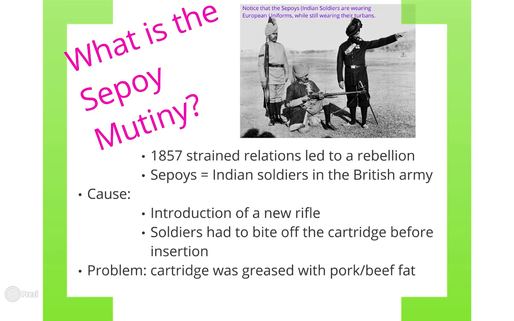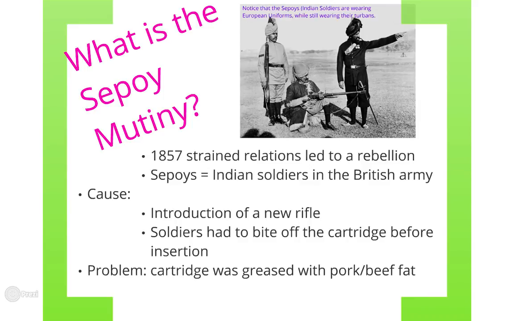I mean, some of them did choose to, and they felt some strife from other Indians. But in 1857, there were strained relations, and it forced the sepoys and the British soldiers to have an altercation and a rebellion. Here was the cause. They had a new rifle.